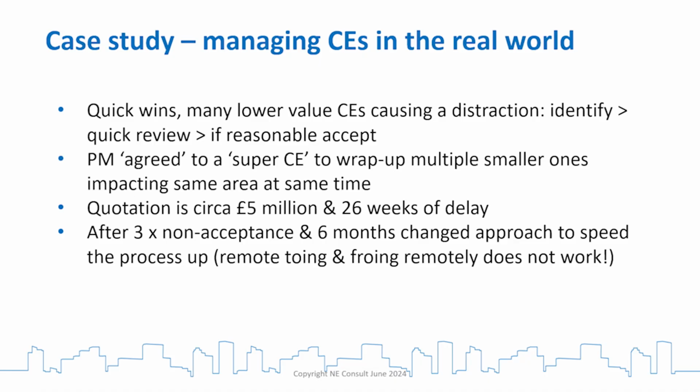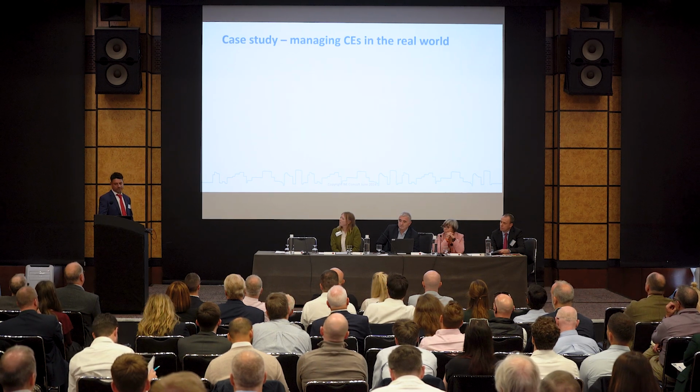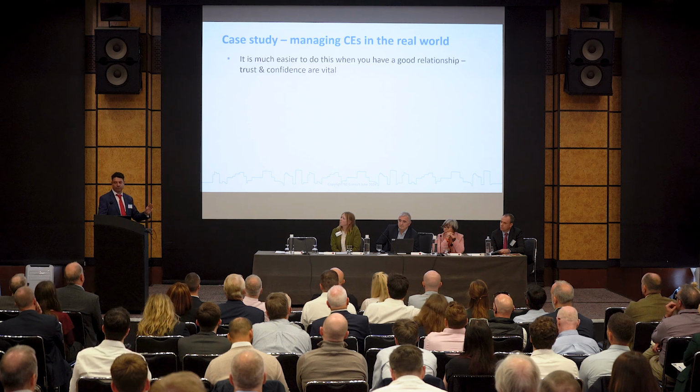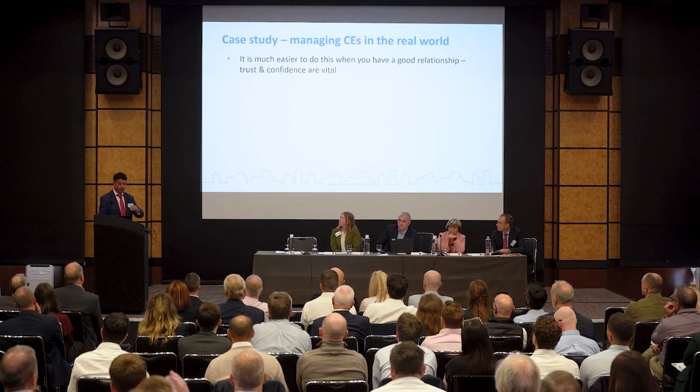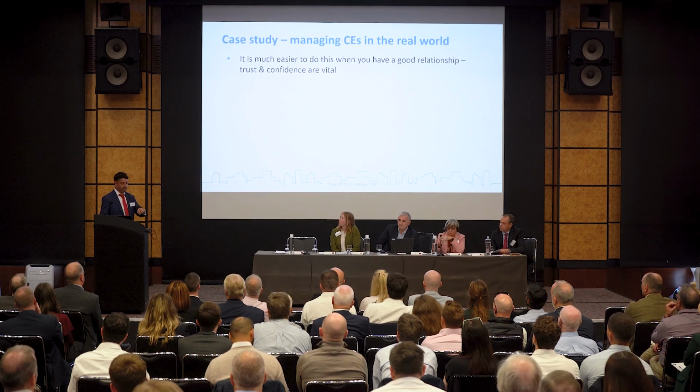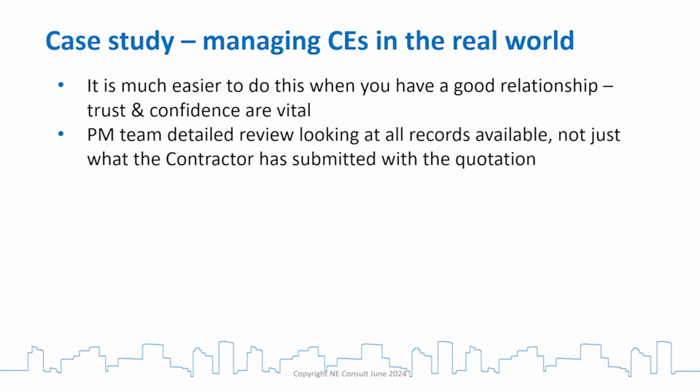So after 3 rounds and 6 months, change the approach. Because this was all being done by me remotely. So we're just playing ping pong, okay? So change the approach to stop the to-ing and froing. 3 strikes and out is my golden rule with compensation events. If you've rejected it 3 times, Mr. Project Manager or Mrs. Project Manager, make an assessment. Yeah? It's easy to do this when you've got a good relationship.